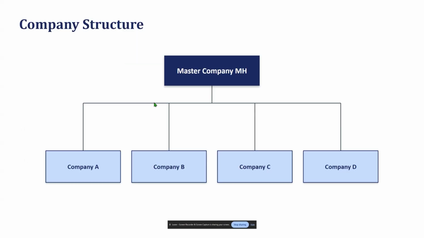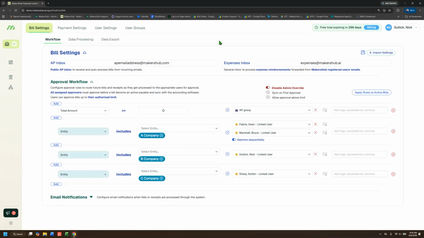With one master account maintaining all of your different ERPs in different companies under one profile and one structure, allowing you to sort and distribute bills through automation and create workflows to make sure the right people see the bills from each company. Now I'm gonna hop into MakersHub and show you how this works.